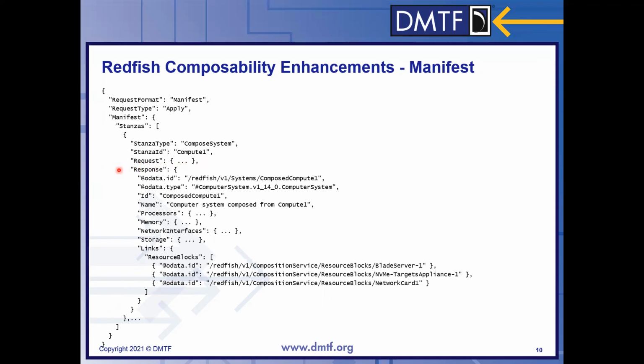And so in this case, because it was a composed system type of request, the response is going to contain the representation of that composed system. And we see that the response contains that computer system instance. So it created a new system in the systems collection called composed system 1. It has some link to its processors collection, to its memory collection, network interfaces, storage, and then in links we can see that it's tying back to the requested resource blocks that were desired by the client. And if there were more stanzas in there, that would just be the subsequent objects in that stanzas array.